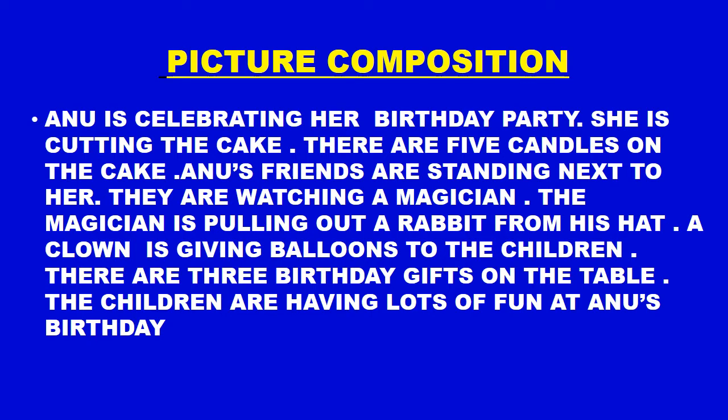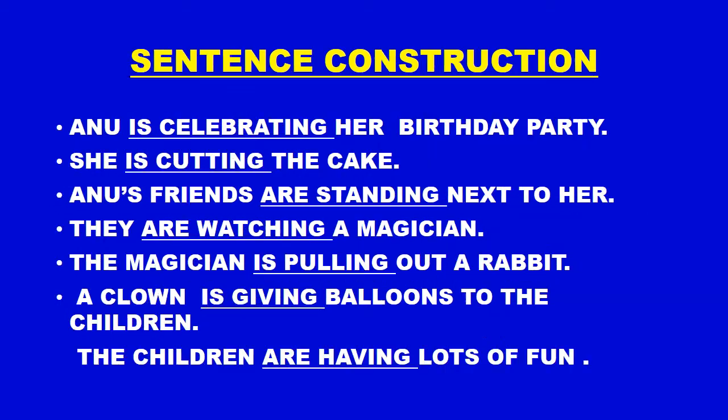Here you can see that Anu is celebrating her birthday. We are talking of an event which is happening at the moment. So that means that we use the present continuous tense to talk about something that is happening at the moment of speaking, or we use it to describe a temporary event or a situation. So here we saw the picture, we saw what was happening, so we were describing an event or a situation in the picture composition.